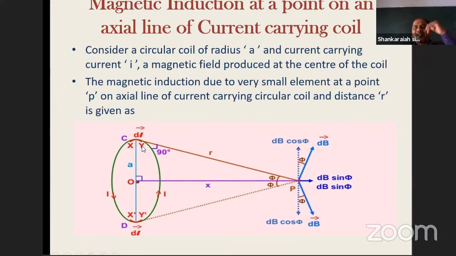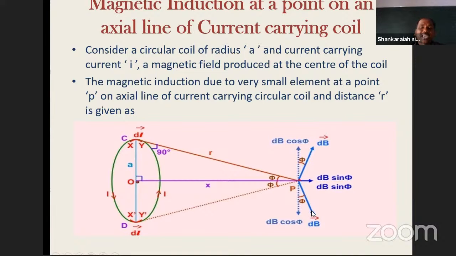DL bar. Take another opposite element, another opposite element of length dl. Length of the element is dl. Magnetic induction at point P due to element dl and distance r is dB. This dB direction is downward.